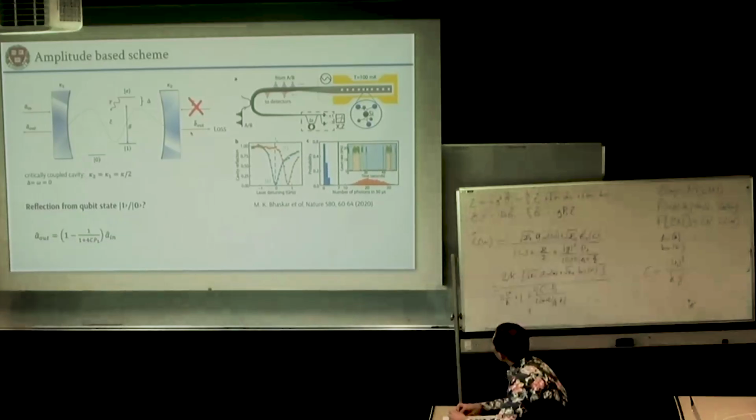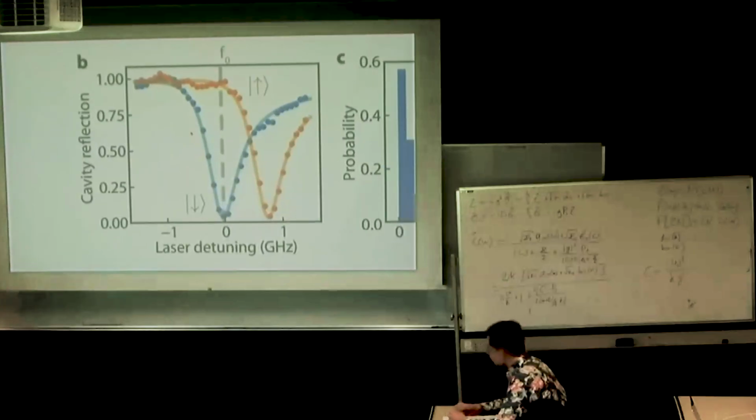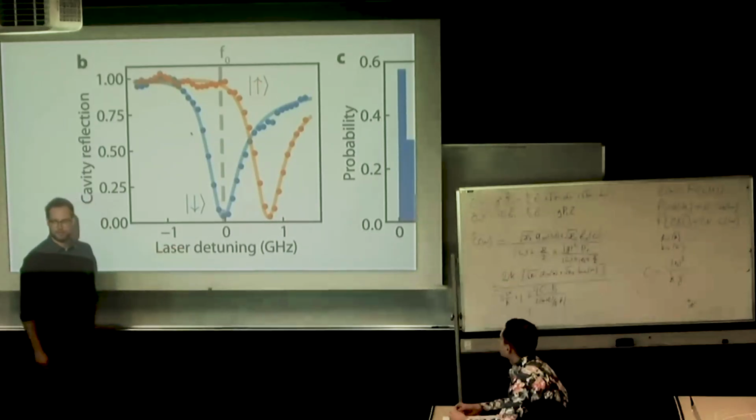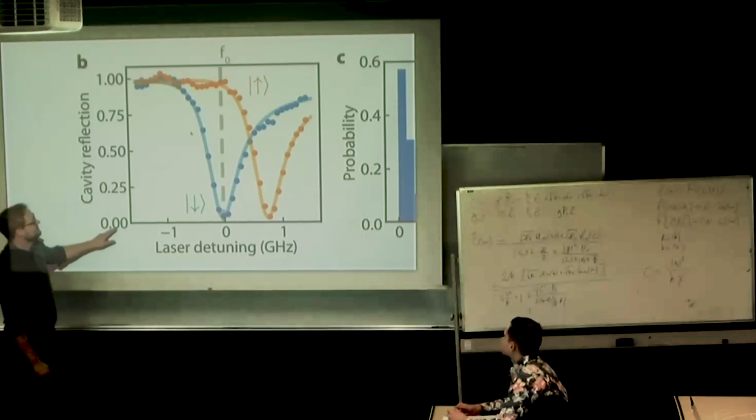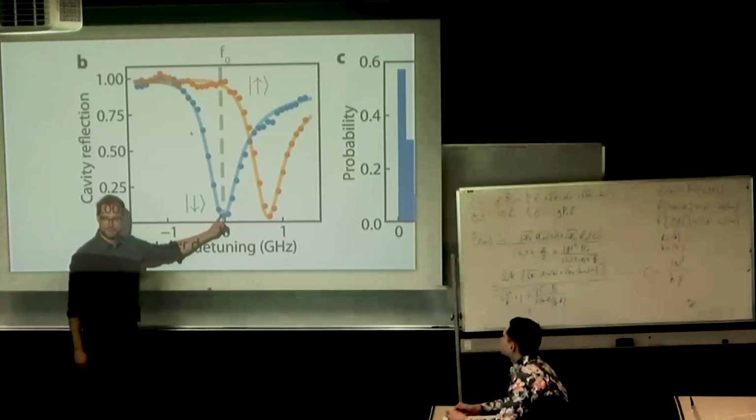So this is where they have a silicon vacuum center in a non-photonic cavity. They reflect light from it, and this is their reflection. This is the laser detuning. They're not exactly operating on resonance, because of some complications we'll get into. But the fact is that you can have a very big contrast in this reflection between one spin state and another.